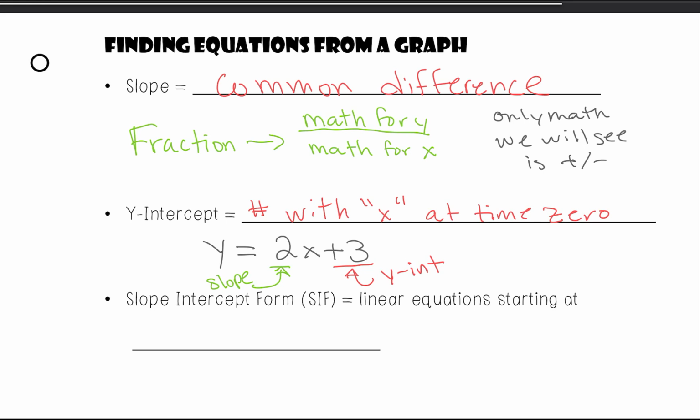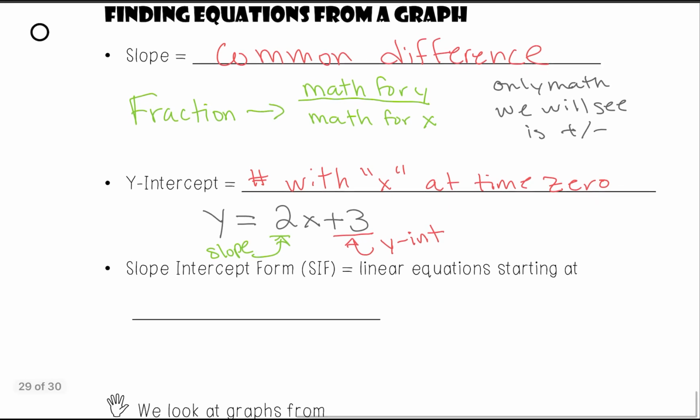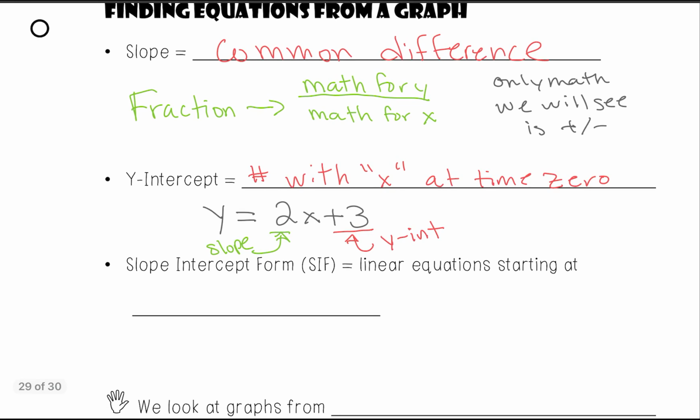It's always attached to the x. Y-intercept is always not attached. And again, it starts at time 0 because our x is just an x. It does not have x minus 1 with it. Now, you guys didn't know this, but this whole time we've been working with slope-intercept form, and that's because it's linear equations that start at time 0.